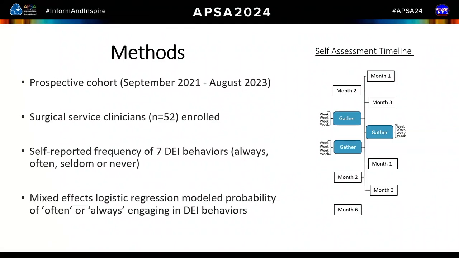Participants who enrolled in Gather and completed at least 1 self-assessment survey were included in the analysis. For the analysis, participants reported the frequency of the 7 DEI behaviors using a Likert scale at the time intervals that you can see on the side of the screen. So monthly for the first 3 months pre-intervention, weekly for the 3 months of the intervention, and then at 1, 2, 3, and 6 months post-intervention to see if there were any long-term improvements. Upon completion of the study, we then used mixed effects logistic regression modeling to model the probability of often or always engaging in these DEI behaviors.